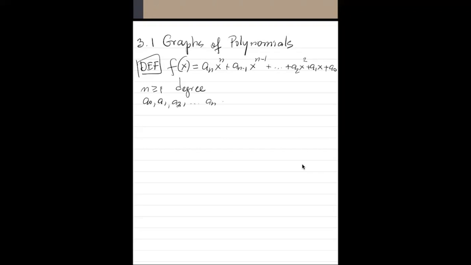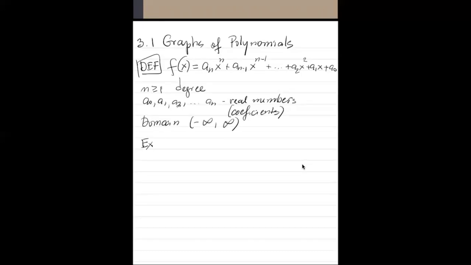And a0, a1, a2, a sub n are coefficients. They're real numbers, which we call coefficients. Okay, the domain of this polynomial, this function, is all real numbers, so there are no restrictions.